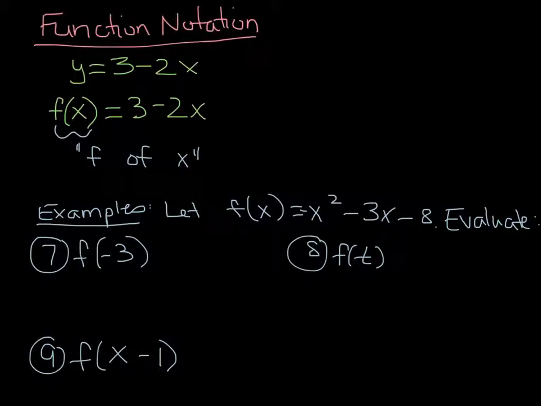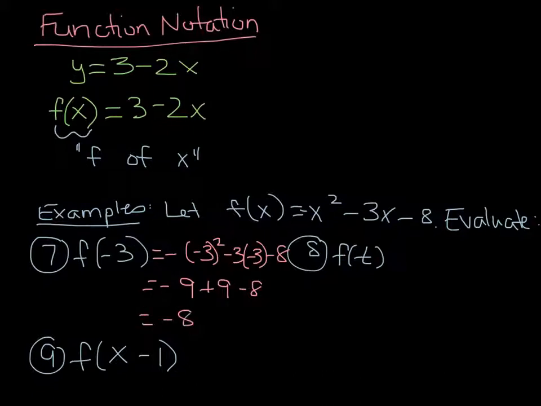We're going to use f of x equals negative x squared minus 3x minus 8, and we want to evaluate a few things. For number 7, we're going to take our original equation, and everywhere that we see an x, we're going to substitute in negative 3. So we end up getting negative 9 plus 9 minus 8, which is just going to give us negative 8.